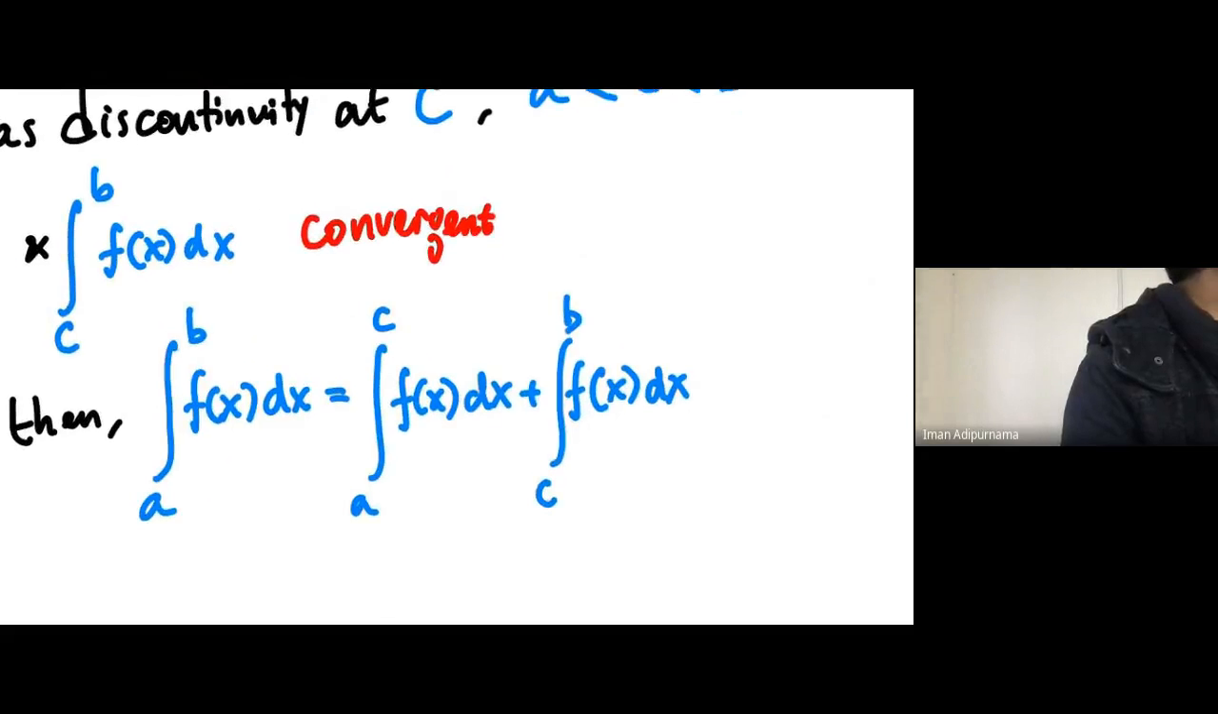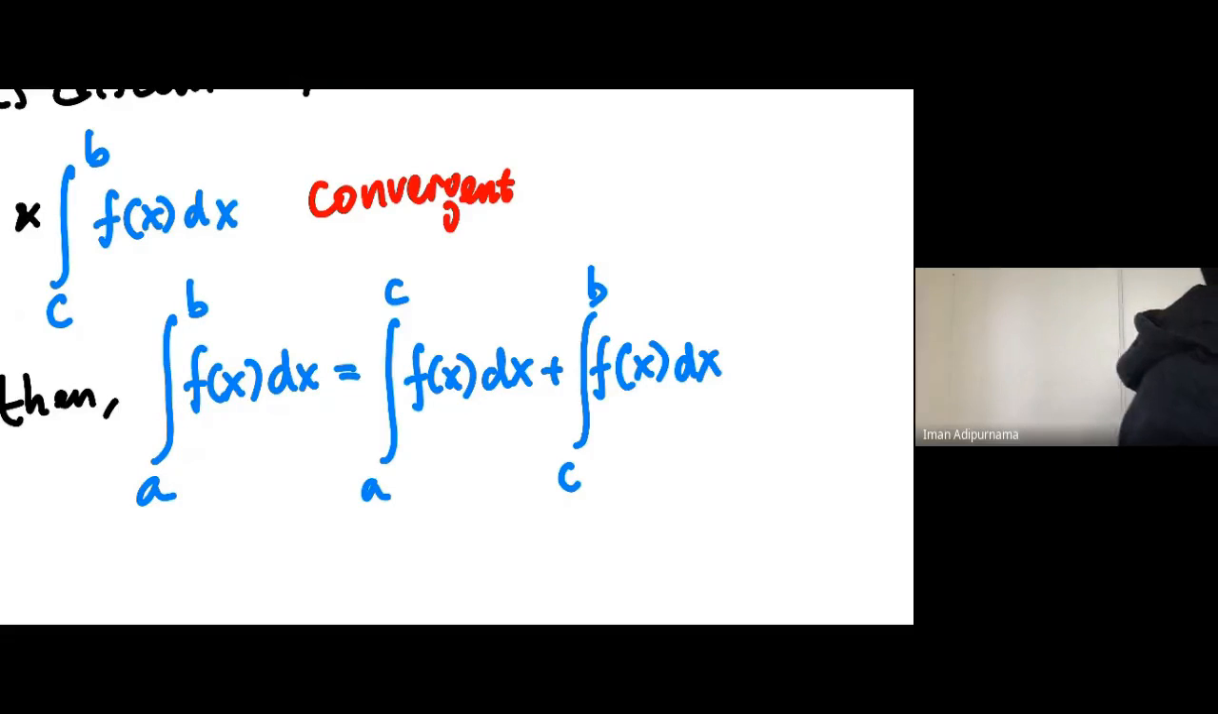So we can compute the integrals on separate integrals. Okay. So if C is having a discontinuity, we can separate this integral from A to B into A to C and C to B, and we can compute each one. If you have a finite answer, if you have a number here, then it is convergent. But if not, then maybe one of them diverges, and then it will be divergent.